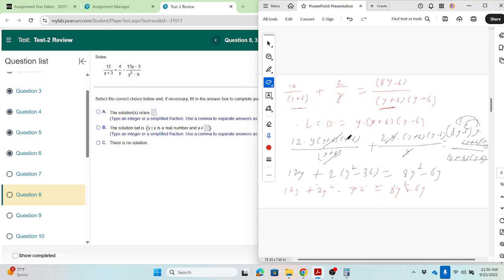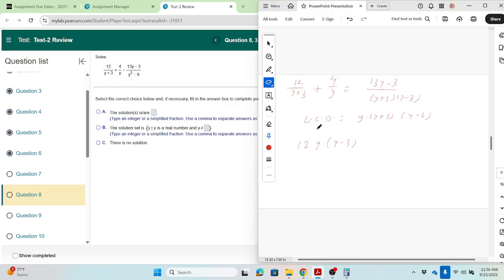Oh, do you see that? Here I missed this y minus 6. I forgot to multiply this y minus 6 by 12y. So that was the mistake I made, and that was the reason my answer was not right. You understand? I made a blunder here. I canceled the y plus 6 and I forgot about this y minus 6.